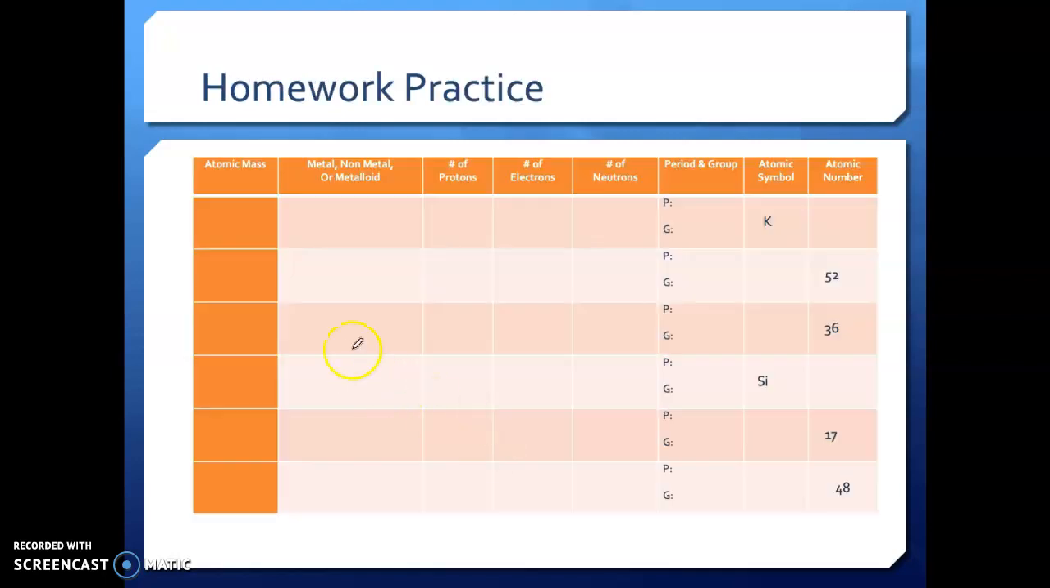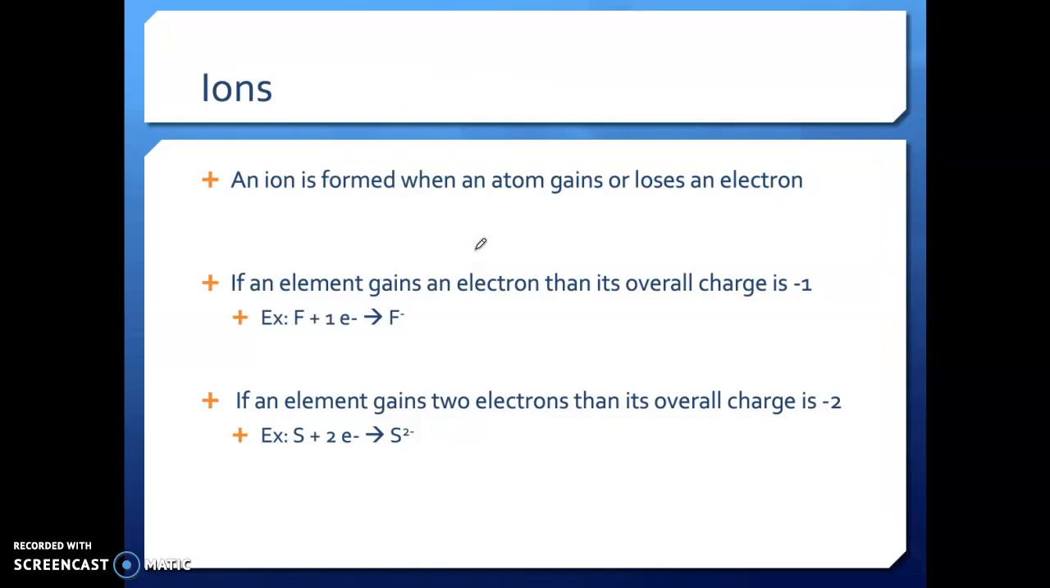Okay. So I'm just going to do one of these, and then we'll go from here. Potassium, letter K, its atomic number is 19. It's in the fourth row in the first column. Its number of protons is 19, electrons is 19, and neutrons is its mass, which is 39.09 minus 19, which is going to give me 20, and it's a metal. Okay, you should try the rest of those.